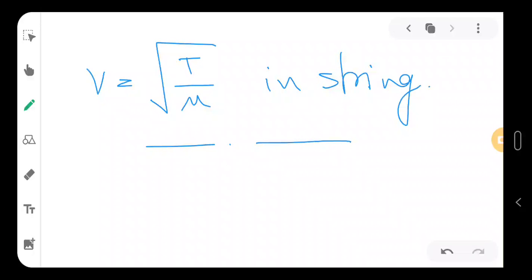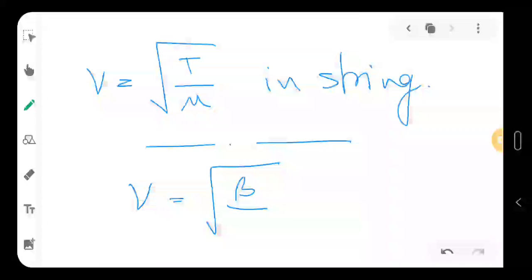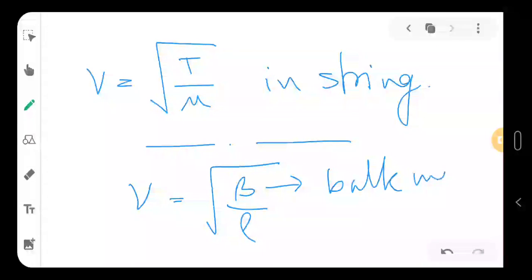some kind of wave, like a sound wave, is flowing through it, then the velocity will be root over B by rho, where B is the bulk modulus. We have seen this modulus in the elasticity chapter, and rho is the density. Now why is this the bulk modulus?